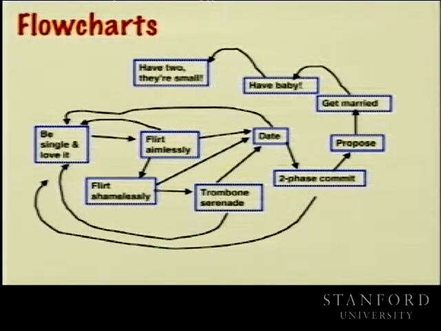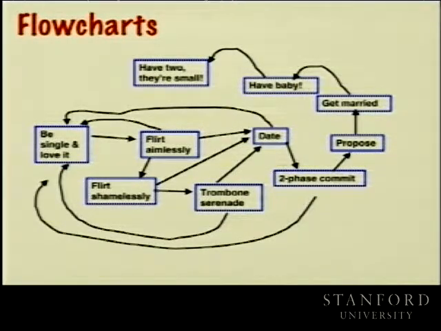the arcs in there connect those things. And so as you will see, you get to start over here and be single and love it, right? And then you can kind of flirt with various degrees of seriousness, right? And then eventually there involves a trombone serenade, which, you can't go back to flirting aimlessly after the trombone serenade. There's no arc in that direction. When somebody gets the trombone out, you either take them seriously or you completely blow them off.